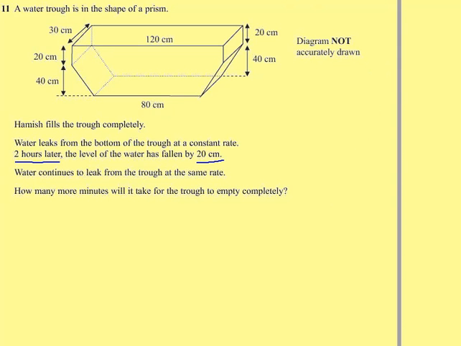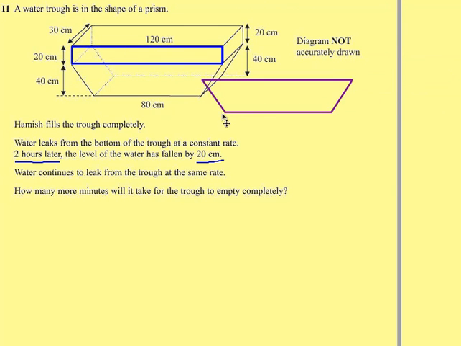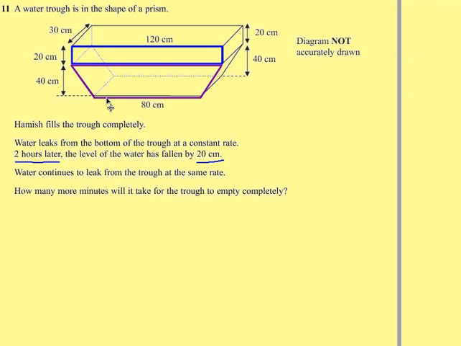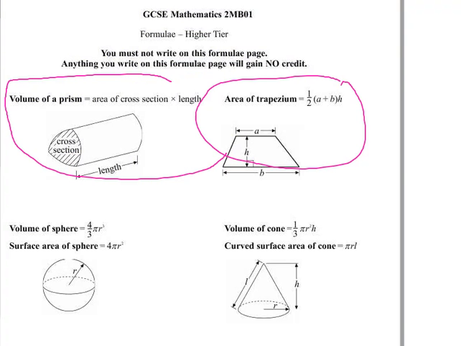Now the first thing to notice is that this trough is made up of a rectangular cross-section at the top, which gives us a cuboid, a rectangular cuboid, and then the bottom section is made up of a trapezium, which gives us a trapezoidal prism.